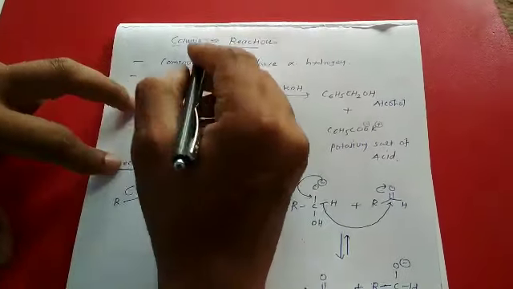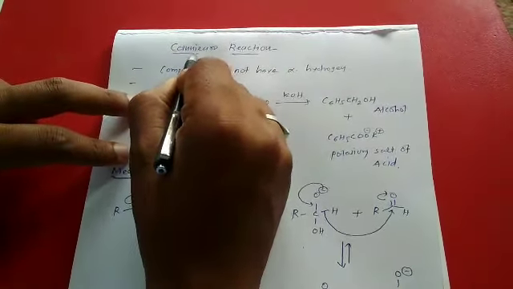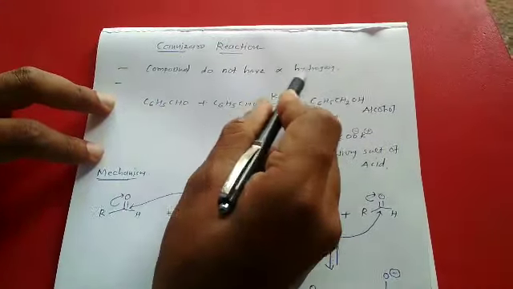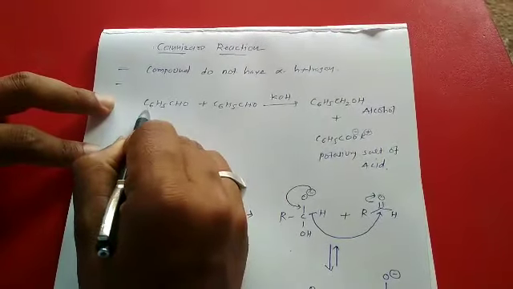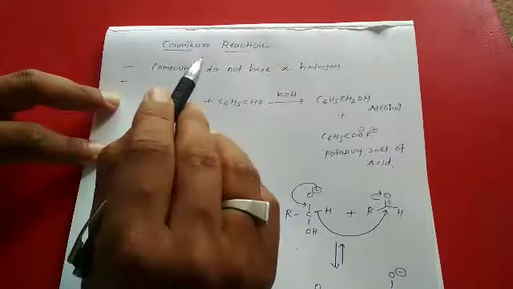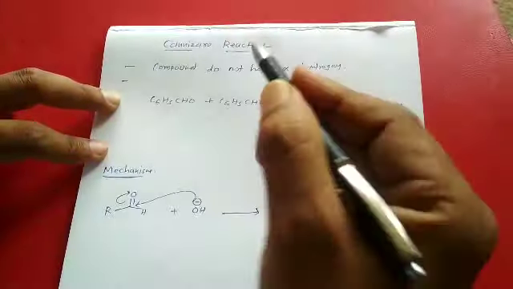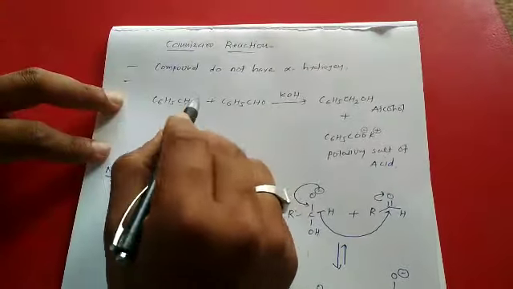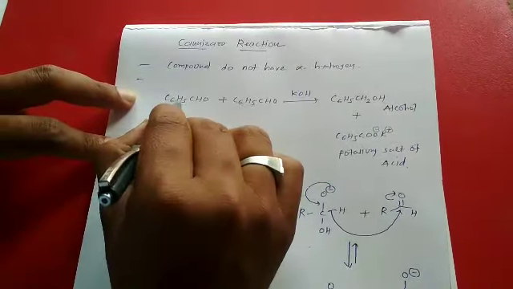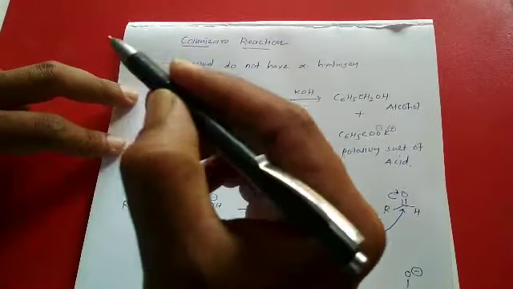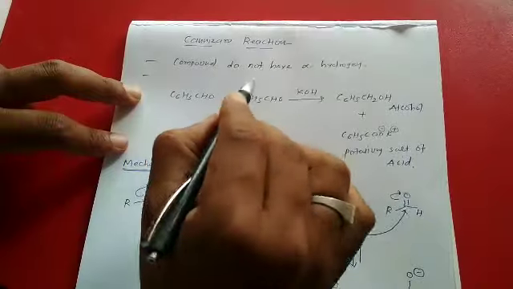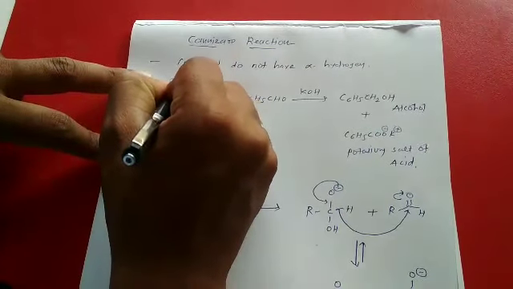This is the second reaction, which is called the Cannizzaro reaction. In the Cannizzaro reaction, the compound should not have alpha hydrogen. Here you can see this is benzaldehyde. The compound does not have any alpha hydrogen, and this will undergo the Cannizzaro reaction. If there is an alpha hydrogen, then this compound will not undergo the Cannizzaro reaction. So the raw material is 2 moles of aldehyde compound which does not have any alpha hydrogen. Here you can see the scheme of this reaction.